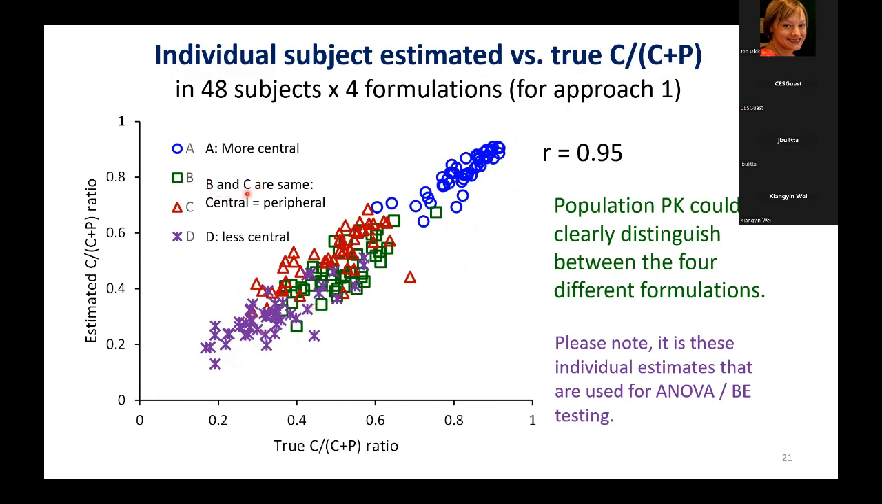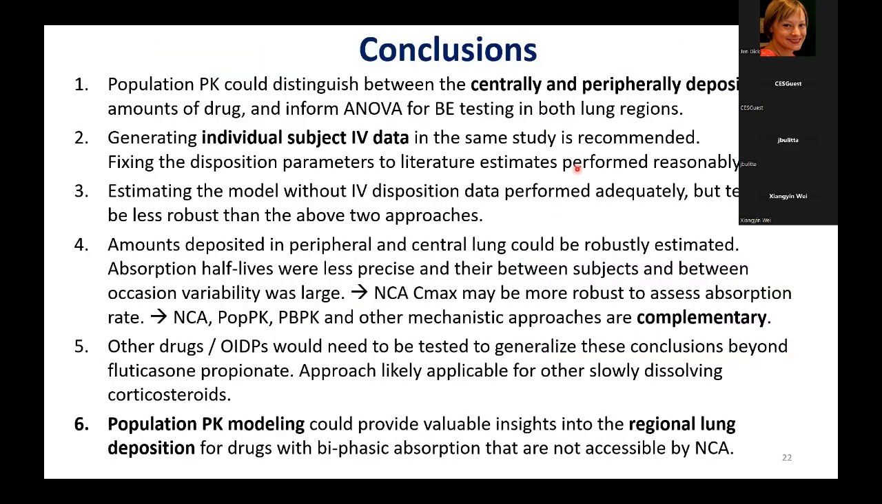And when formulation B and C were supposed to be identical, it didn't come out perfectly identical, but it's still quite close. And the true mean value is 50-50, so 0.5 here on the x-axis. So here POP-PK could very nicely distinguish between the different formulations. And it is these data which are most important for bioequivalence testing. Correlation coefficient was 0.95.